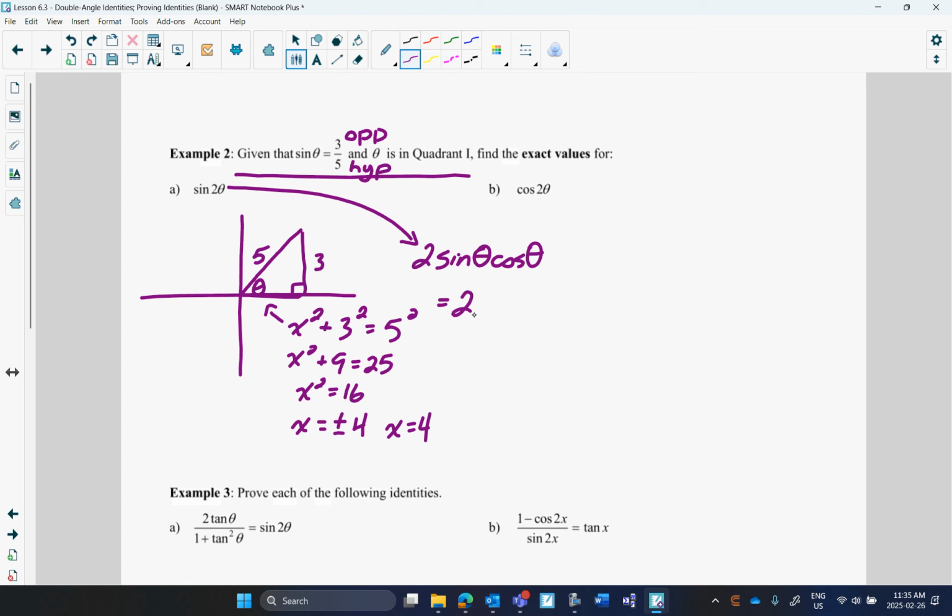Well, we know sine theta. What is that? We actually know the value. 3/5. And the cosine of theta, we can look at our triangle and figure it out. What's the cosine of theta? 4/5, adjacent over hypotenuse. And then just multiply those. Remember, 2 is the same as 2/1. And you get 24/25.